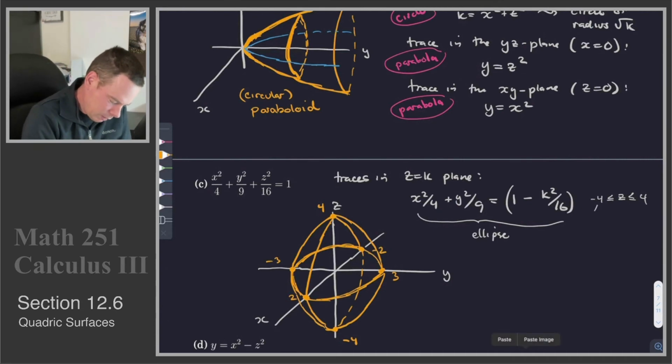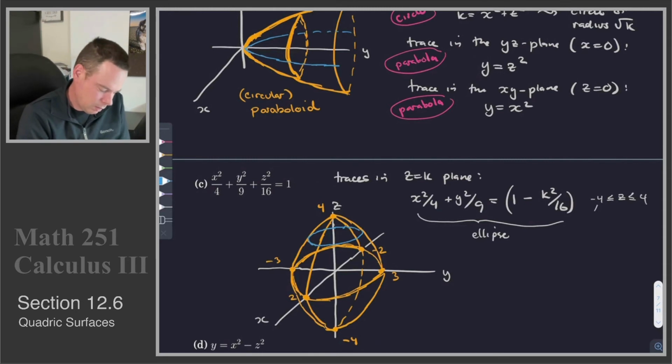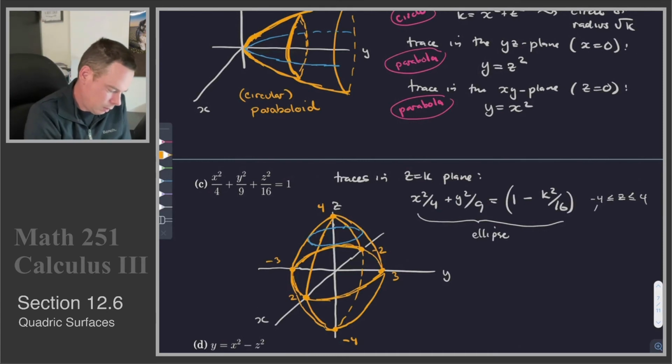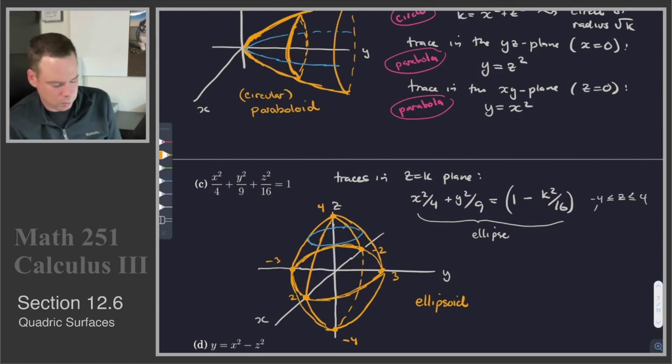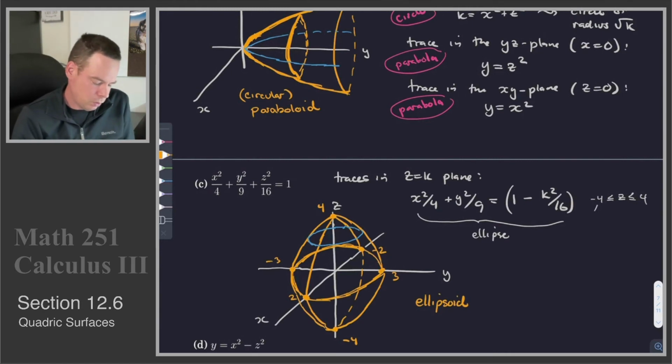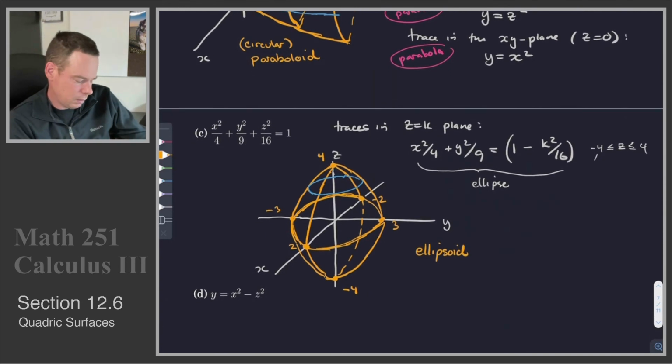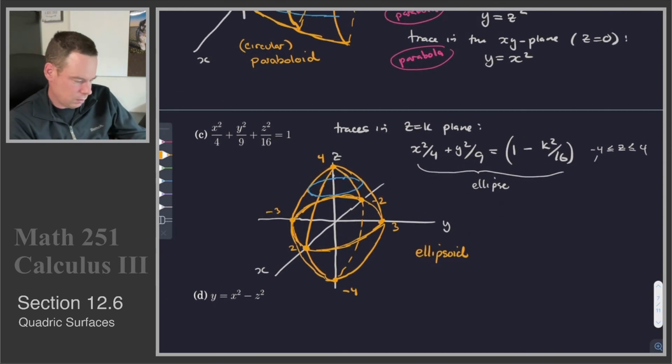We get ellipses as we go up. So maybe I'll draw one of these trace ellipses in. It comes here, and then it sort of goes like that. So that's an ellipse at a particular height. And we've got that big ellipse in the middle there. As we go up and down, we get these ellipses, and this is known as an ellipsoid. In all different directions, the traces in the xy plane, the xz plane, the yz plane, they're all going to be ellipses. So this is an ellipsoid. It's just a generalization of the sphere in some sense, where we've got stretching happening.